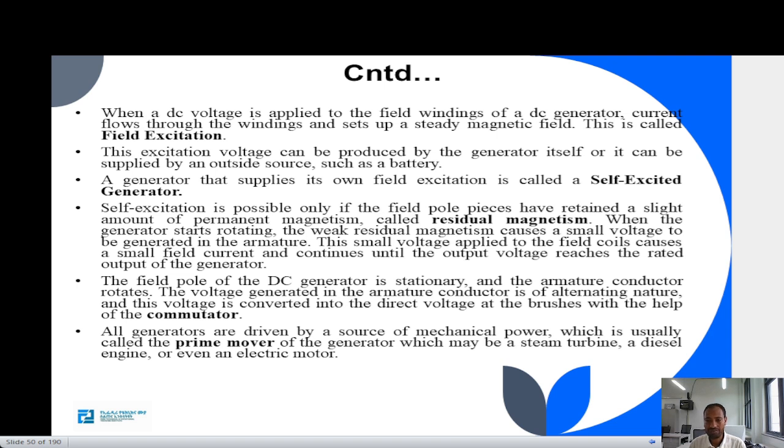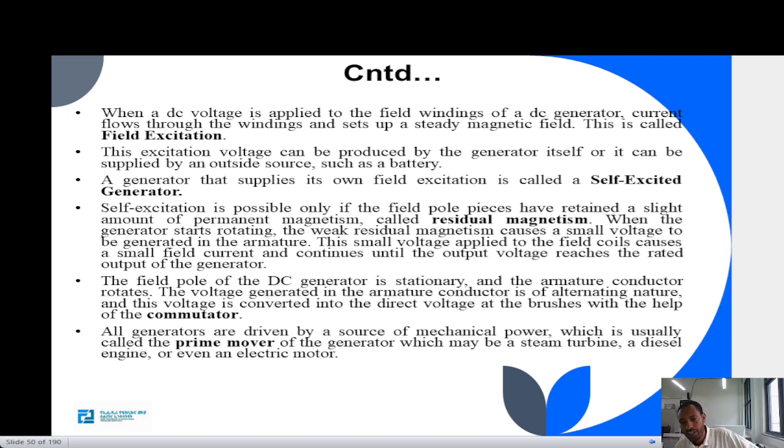If the generator supplies its own field winding by itself, we call such a DC generator a self-excited type of generator. Why do we call it self? Because it is supplying its own field winding by producing its own DC supply. How does this happen? By using residual magnetism.